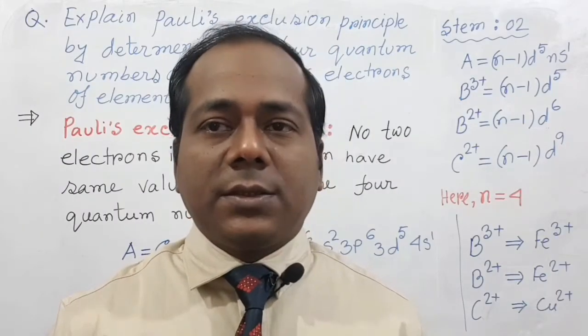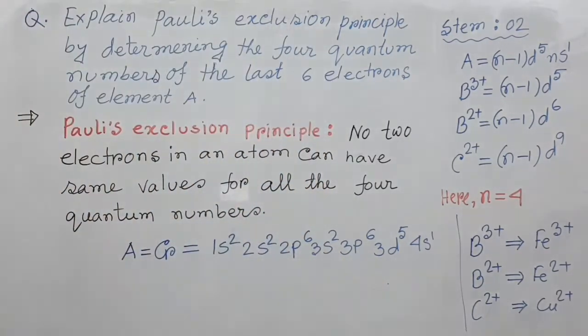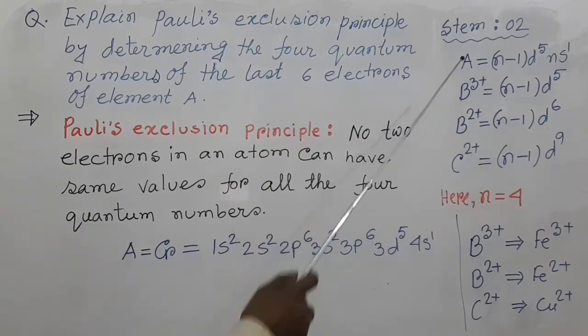My dear students, our next question is, explain Pauli's exclusion principle by determining the 4 quantum numbers of the last 6 electrons of element A. My dear students, what is Pauli's exclusion principle? Pauli's exclusion principle is that no two electrons in an atom can have the same values for all the 4 quantum numbers.